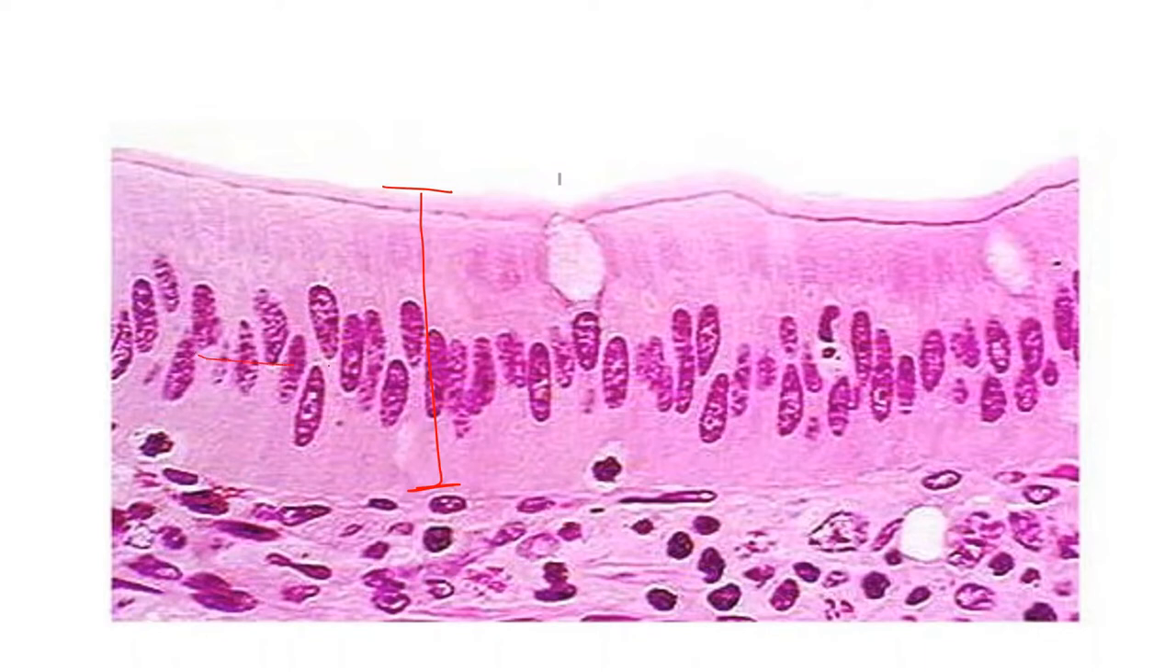So between here and here, look, we can do a straight shot, right? We can shoot an arrow straight through the nuclei. We have long cells, so this would be simple columnar epithelium. I can even see a goblet cell here and a goblet cell here secreting mucus. Function, secretion, absorption. Location, the GI tract.